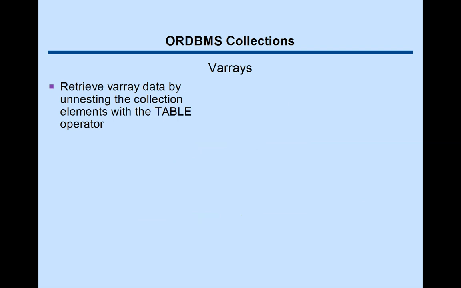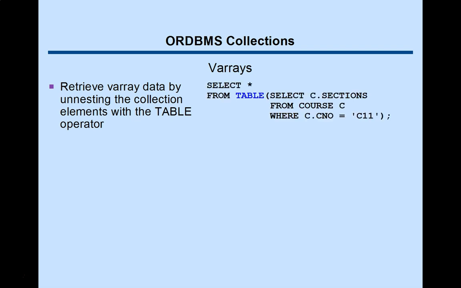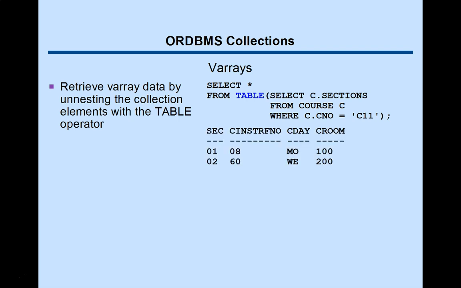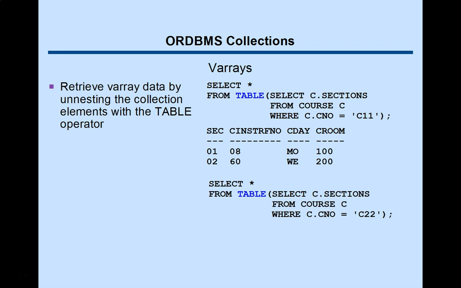We can retrieve data from the VArray by, again, unnesting the collection elements using the table operator. Using the subquery approach, we select from the course table, which we call C.sections. And we again are retrieving a single row. We're retrieving the section information, or the class information, for course number C11. And the query returns the appropriate information. We then look for C22.